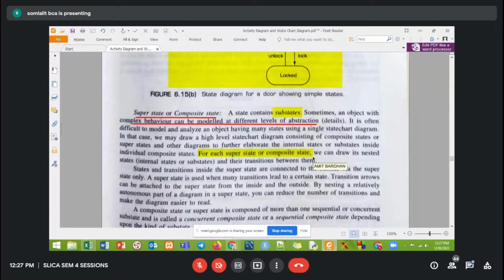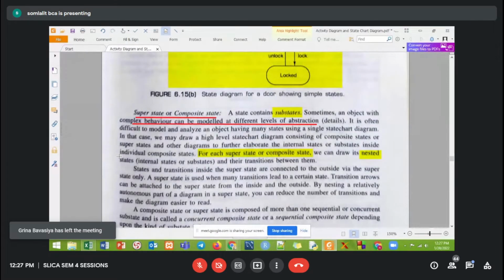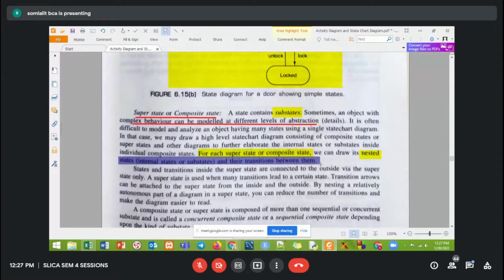Okay, we can also draw the nested state. We can draw a state inside a state. We'll see this shortly, we'll be talking about nested states. Can we have a state inside a state? Yes, it is possible. Those are known as internal states or substates. And whenever we have states inside a state, we can have transitions among them.